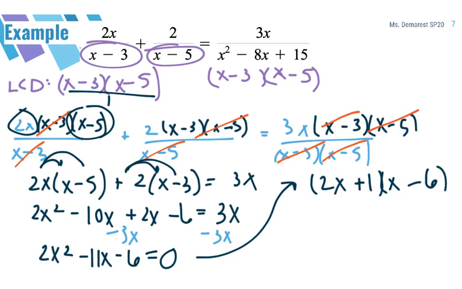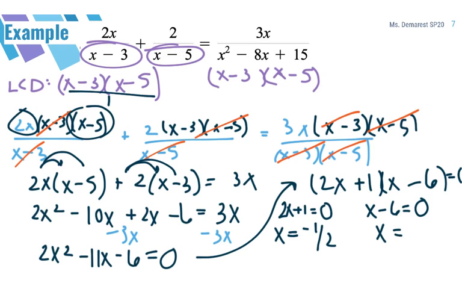Again, you can use whatever factoring method you would like, so long as you know how to factor. And we can't forget it's equal to 0. So then we set each of our factors equal to 0: 2x plus 1 equals 0, x minus 6 equals 0. Solving gives us x equals negative 1/2 and x equals 6.